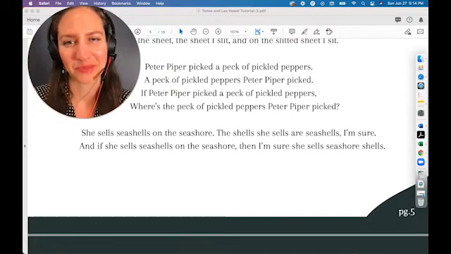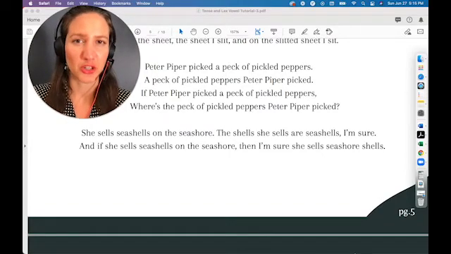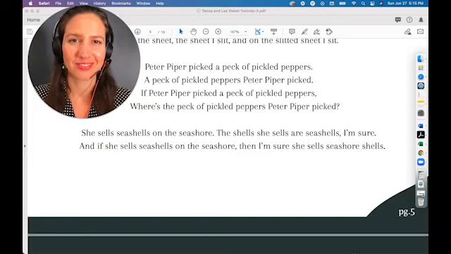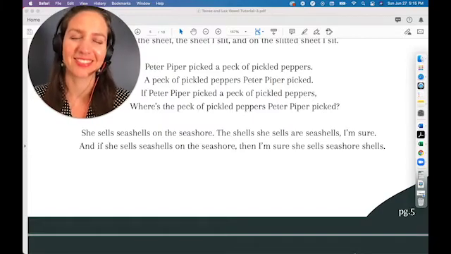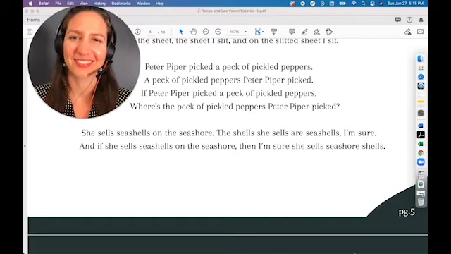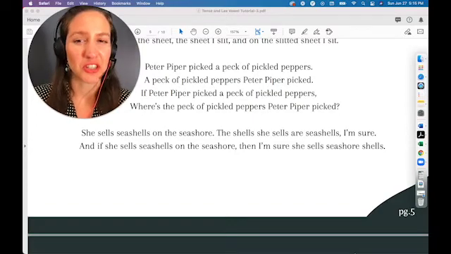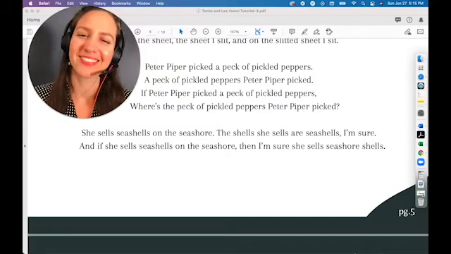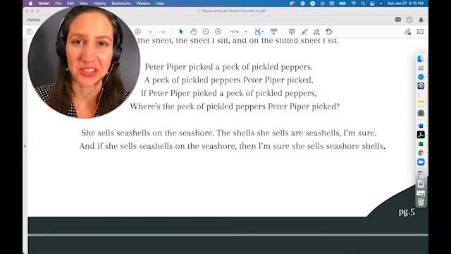And the last one. She sells seashells on the seashore. The shells she sells are seashells, I'm sure. And if she sells seashells on the seashore, then I'm sure she sells seashore shells.